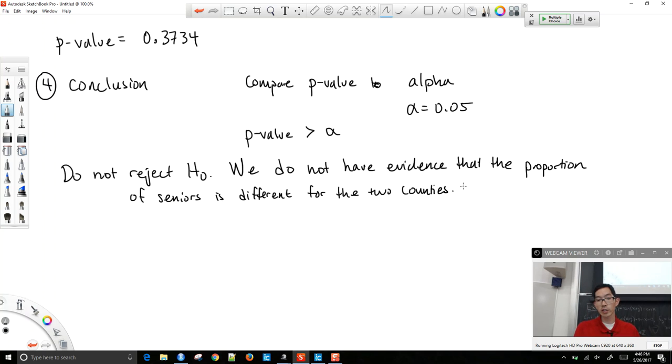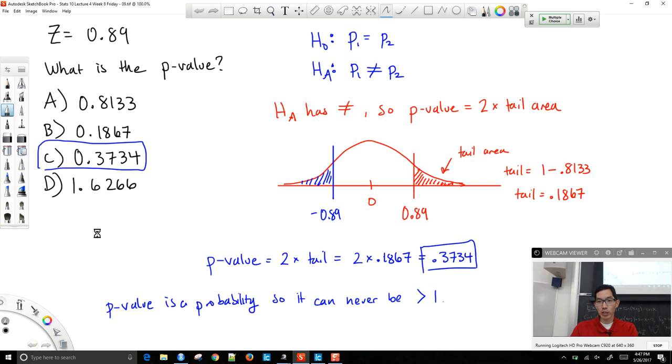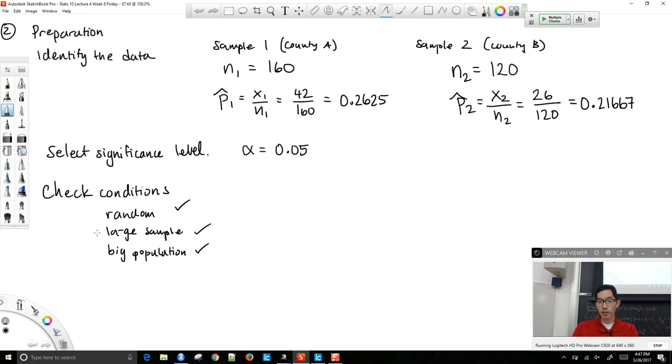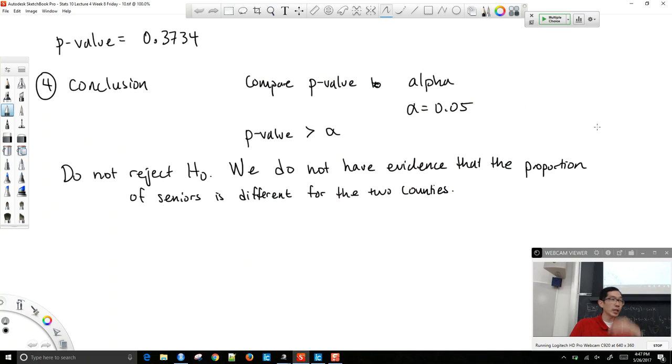Do you guys recall, back from chapter 5, we said, are two things independent, right? And we said, basically, if the probability of A given B is the same as the probability of A, or something like that. So before, we would have looked at our two proportions, and we would have said p hat 1, the proportion of seniors in county A, is 0.2625, and the proportion of seniors in county B is 0.21667. We would have said, oh, those things are different. That means the proportion of seniors depends on which county. And we would have said they're not the same, so they are dependent. But now we have an actual test.